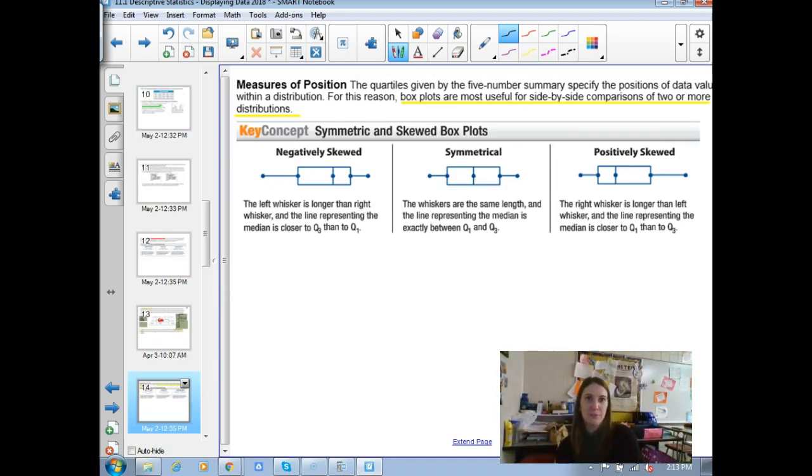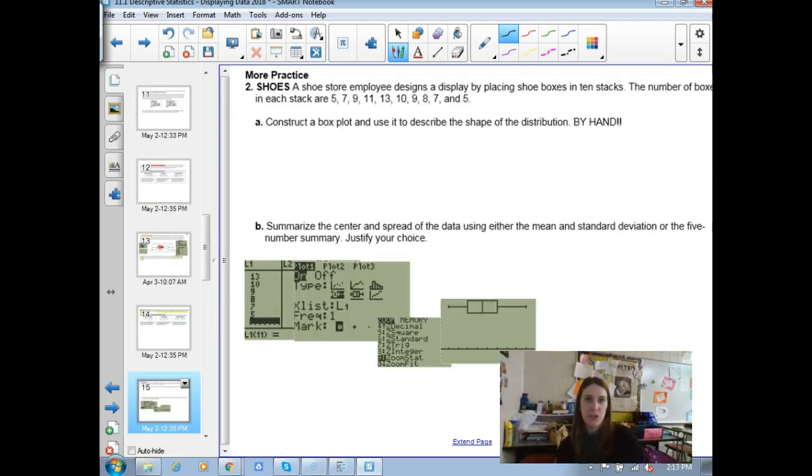So this question, they want us to do this one by hand. I'm going to cheat a little bit, because the by hand part I'm just going to physically graph by hand. So what I'm going to do is get the 5-number summary from my calculator. Actually, we can do that by hand too.